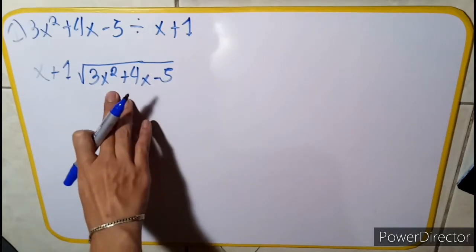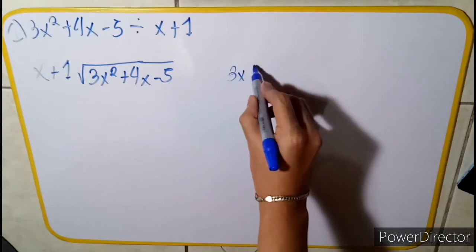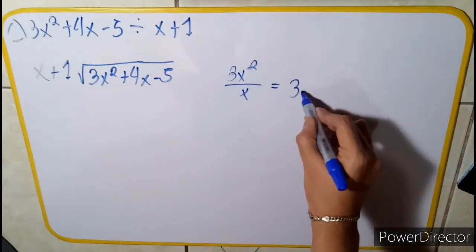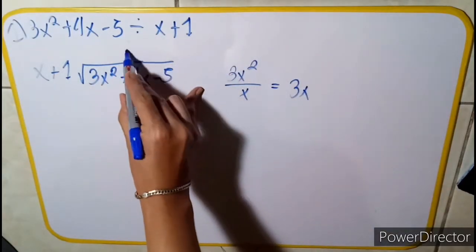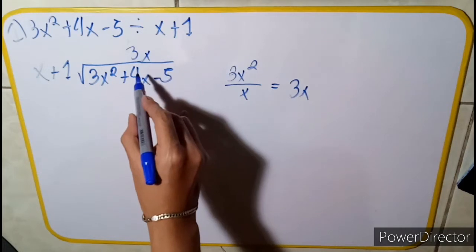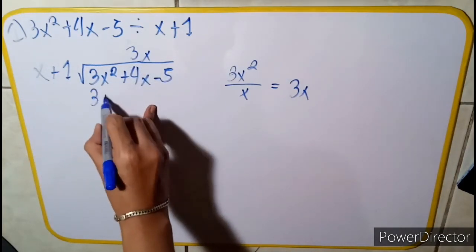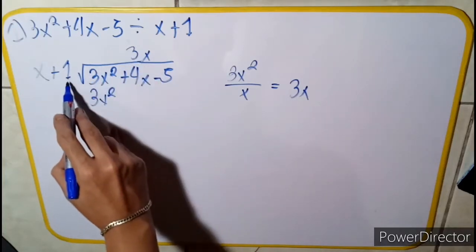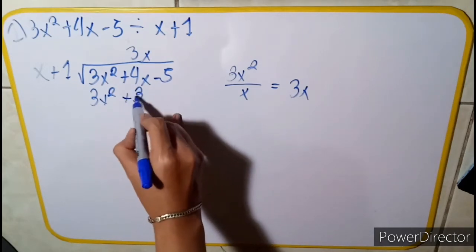Now we will divide 3x squared divided by x. To make it simple to you, I will do this. 3x squared divided by x is 3x. Now we will put above the dividend of 4x. Then 3x times x is 3x squared. Then 3x times 1 will be positive 3x.